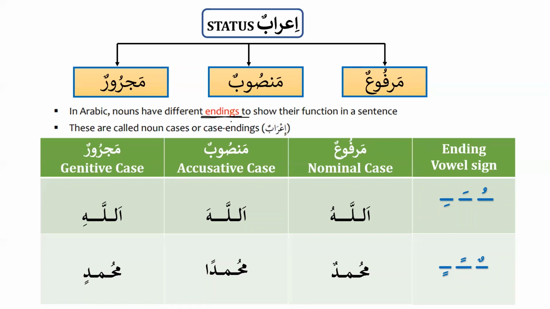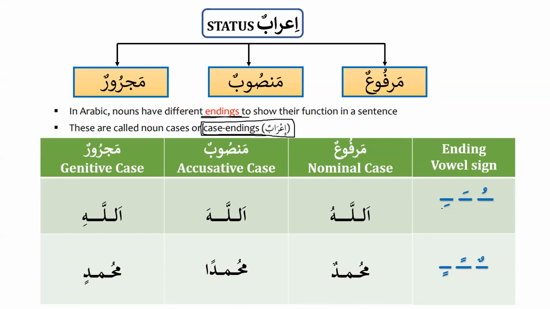So as we can see over here, in Arabic, nouns have different endings. So here we will come to know what i'rab basically is: to show their function in a sentence. And these are called noun cases or case endings. So basically focusing on the case endings is called i'rab. What is i'rab? Focusing on the case endings, like how the noun ends, okay?